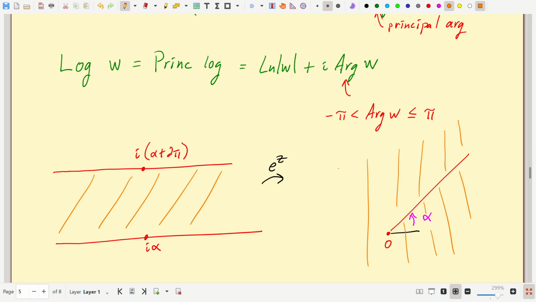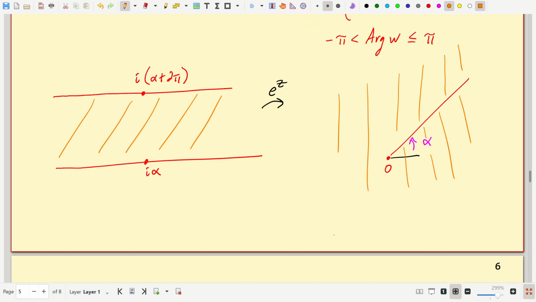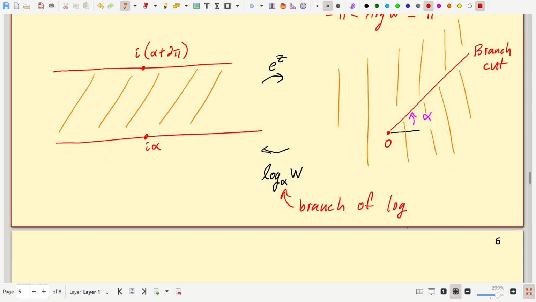So that would be a 1-to-1 onto map of that horizontal strip onto the complex plane minus that red line. That's the branch cut. And I like to call this script log a branch of the log function. This red line is a branch cut. And this is a branch that I just defined. This is called a branch of log. And I like to make that sub alpha to emphasize that the angle is going to go from alpha to alpha plus 2 pi.